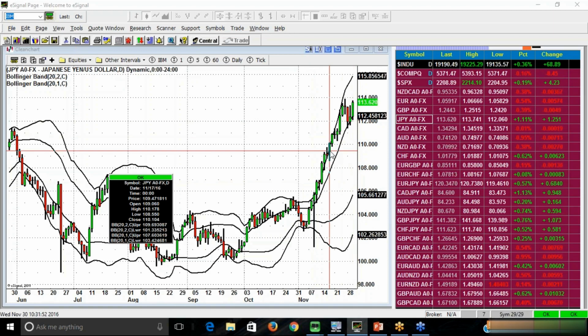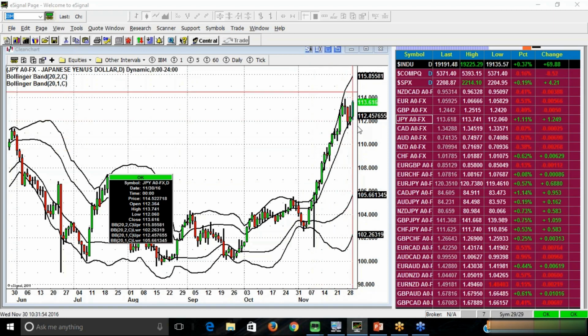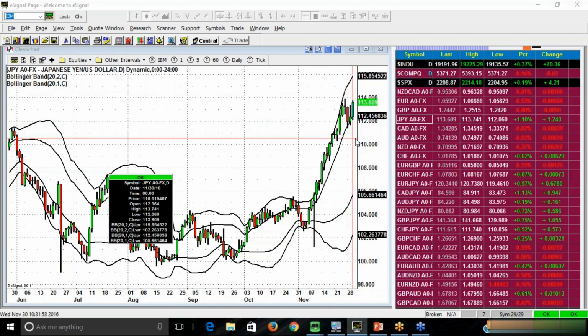But just generally speaking, the whole idea is that you want to wait for the currency pair to close, to finally exhaust itself, and close below the first standard deviation Bollinger Band.